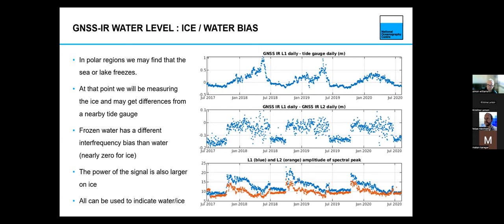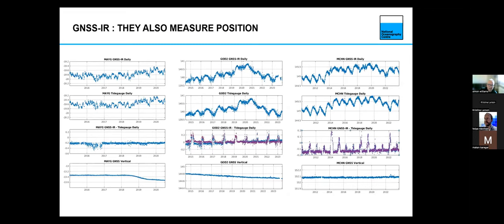We also should remember that GNSS-IR also measures position. Most of them out there were set up to measure vertical land movement for the tide gauge. Here are a couple of examples. One is in Mayotte. The daily GNSS-IR is on top, the tide gauge is the next one down, the difference between the two is the third plot down, and at the bottom we have the actual GPS verticals.